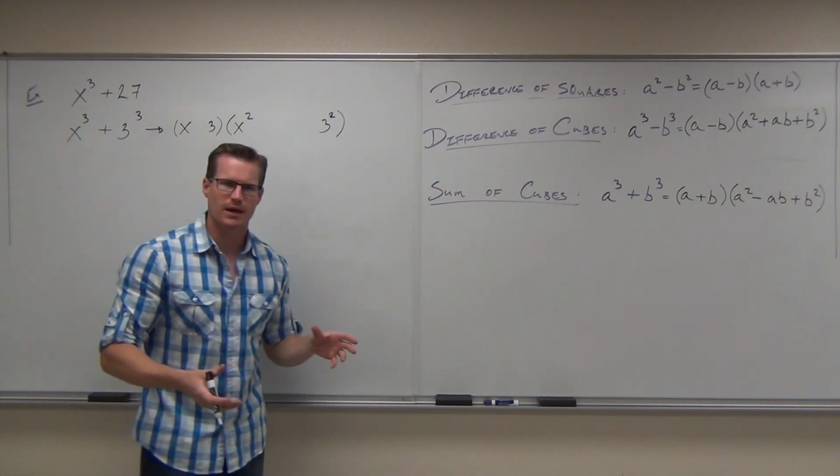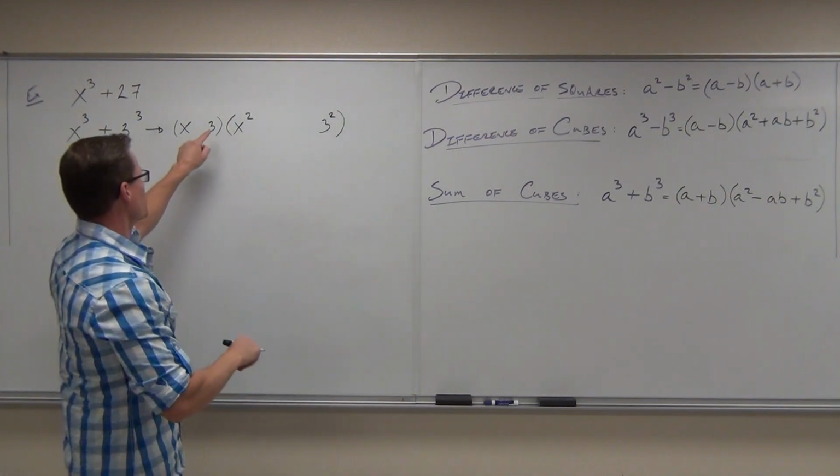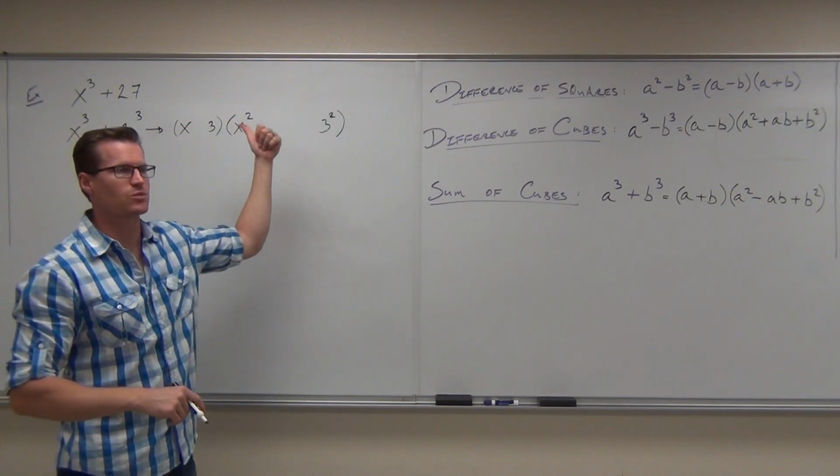You have to have the square. You got to have that. And if you did the, it's not really FOIL, it's like FOIL-OIL, because you've got inside stuff. But if you multiply 3 times 3, you get 9. 3 times 9 gives you 27. That's where we're getting that from.